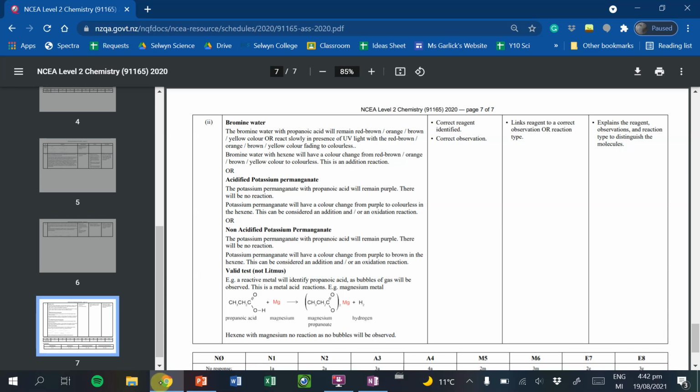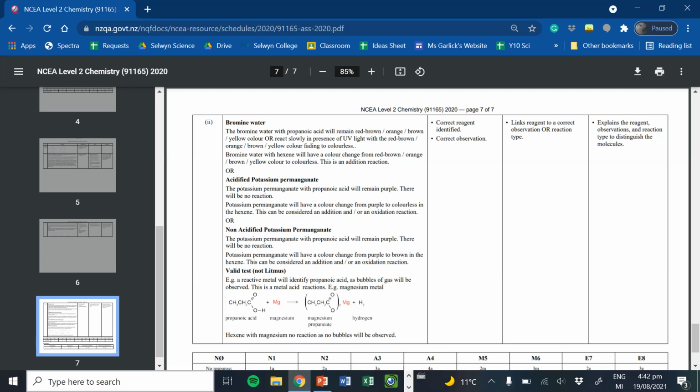For the achieve 2 points, either you named a correct reagent or you gave a correct observation. So pretty generous on those fronts there. So that is that question.